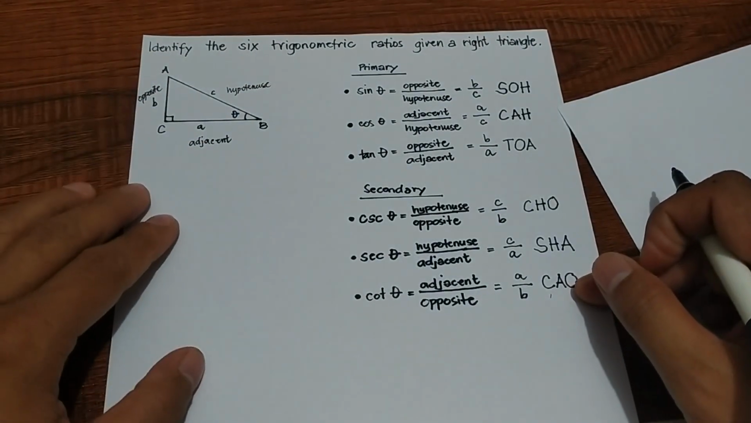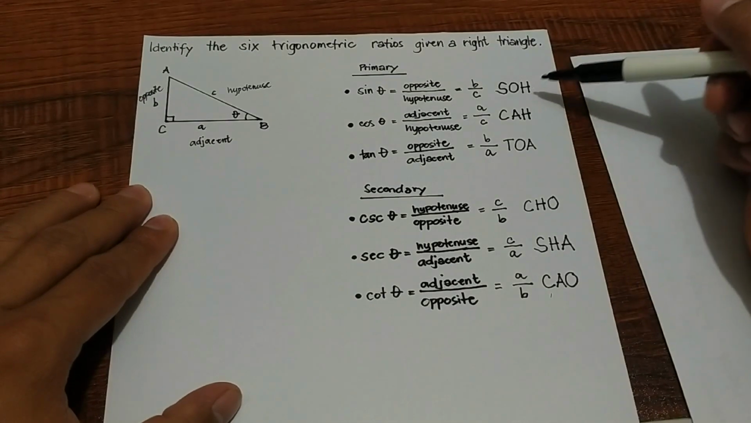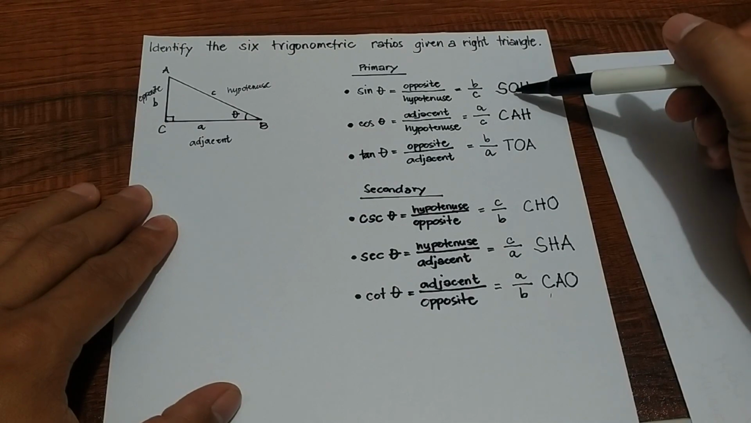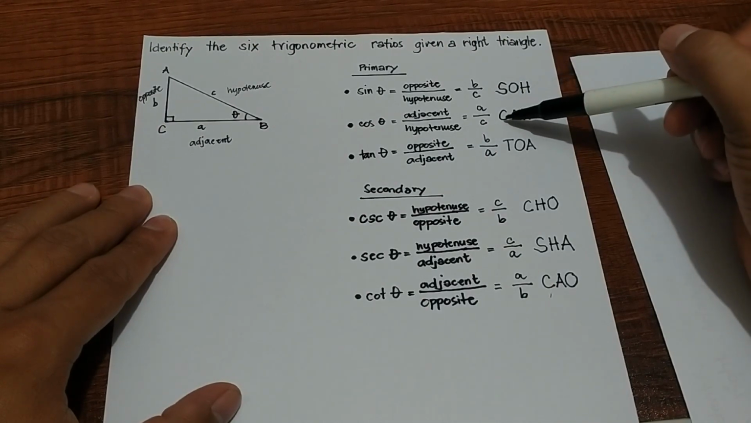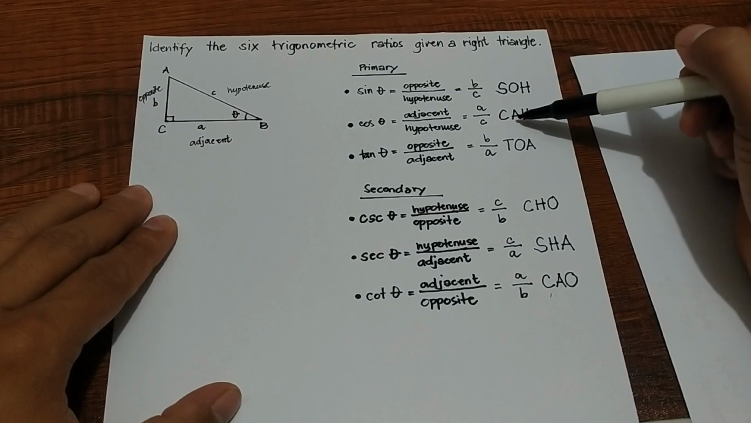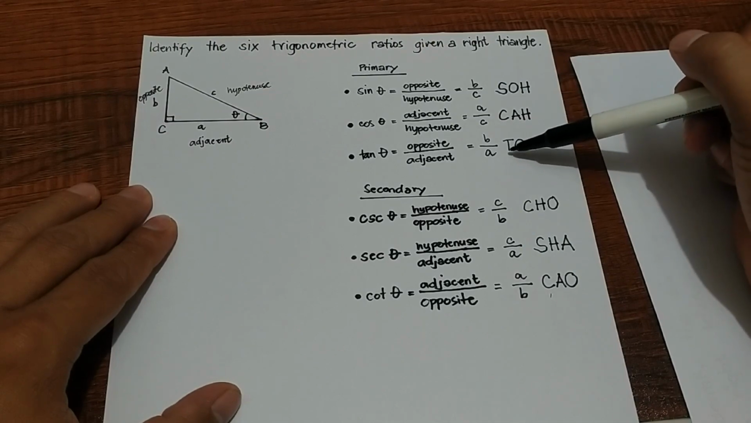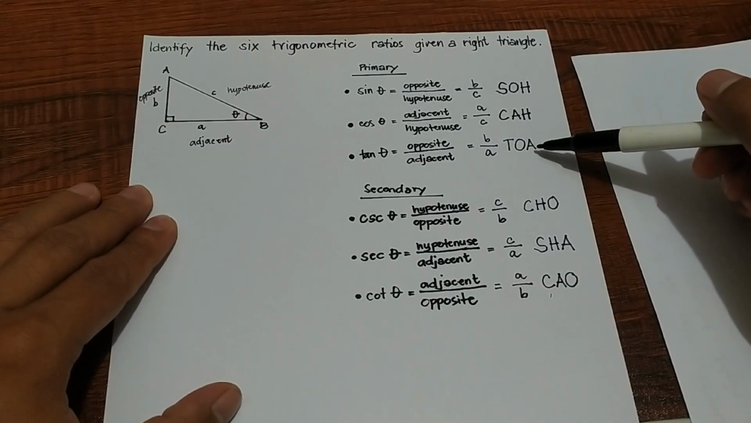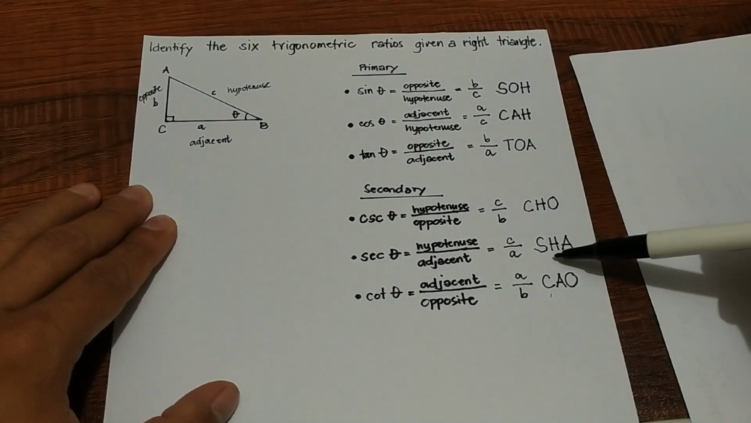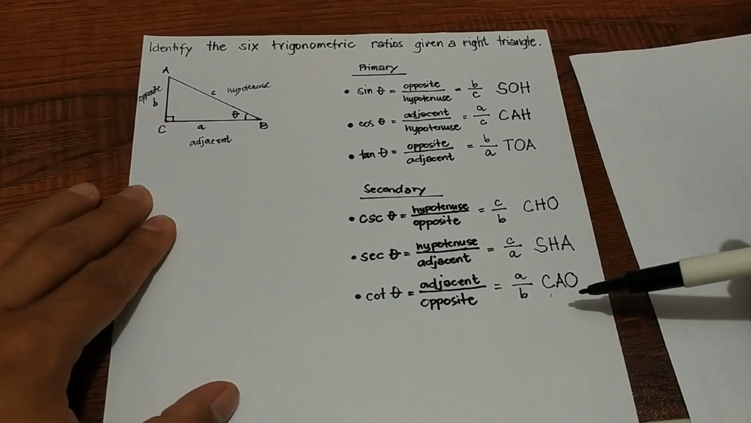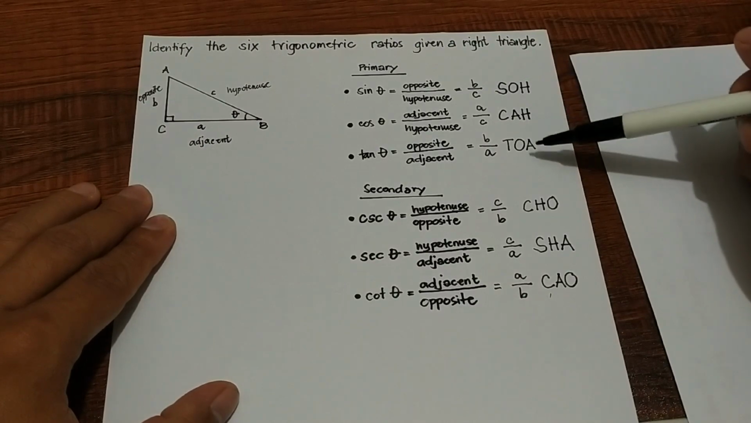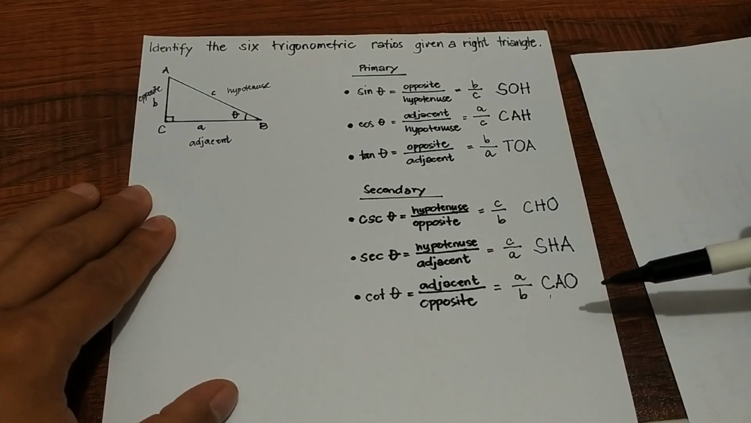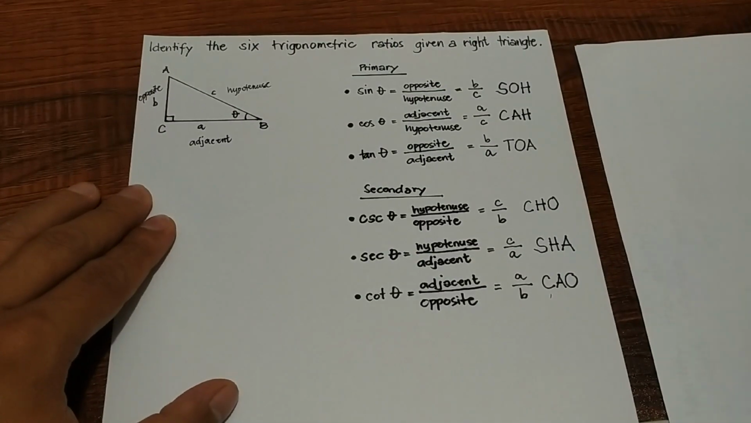So for us to remember properly the six trigonometric ratios, you would have SOH-CAH-TOA, which means sine is equal to opposite over hypotenuse, cosine is equal to adjacent over hypotenuse, while tangent is equal to opposite over adjacent. And for the secondary, we have CSC, SEC, COT. Is it clear now? So again, SOH-CAH-TOA, and CSC, SEC, COT. I think that is very easy for us to remember now. Alright?